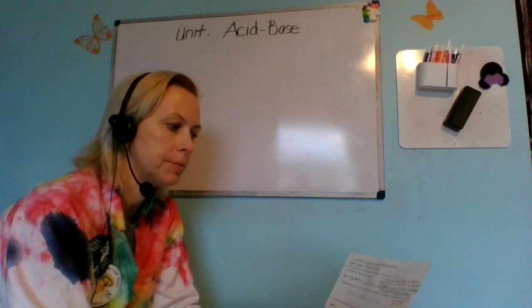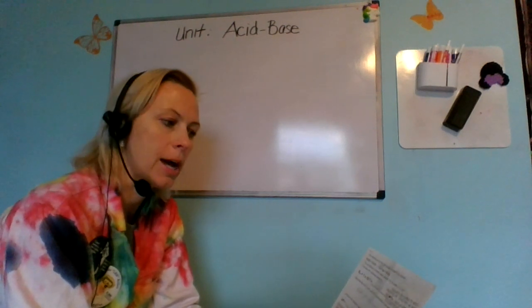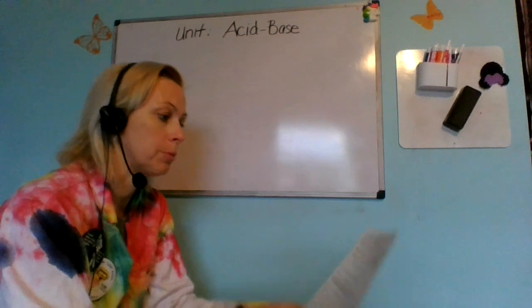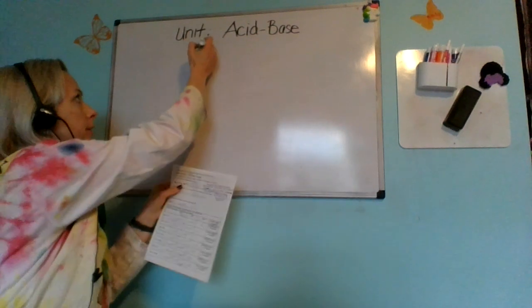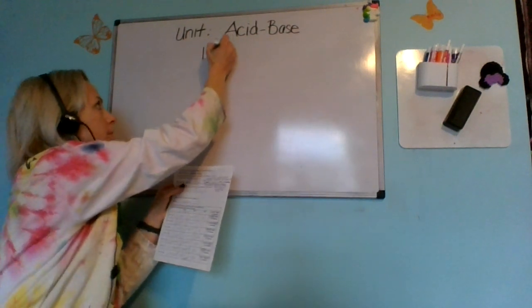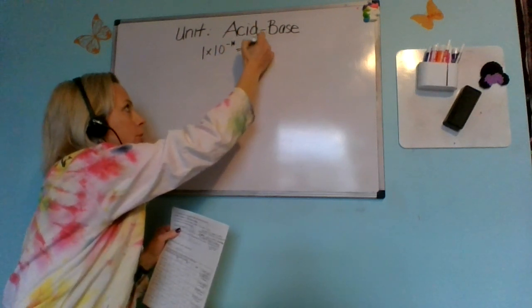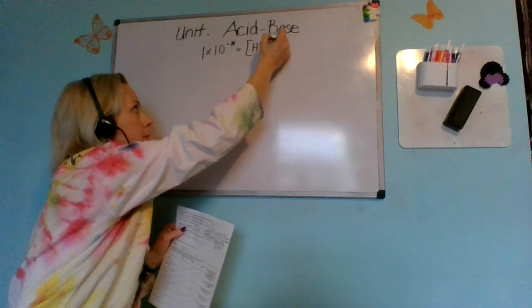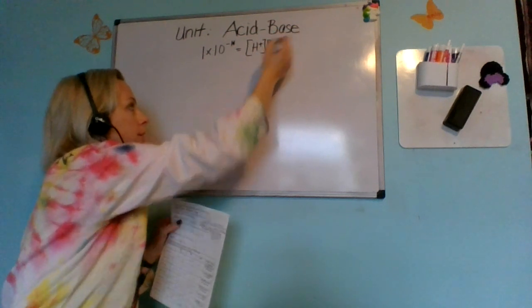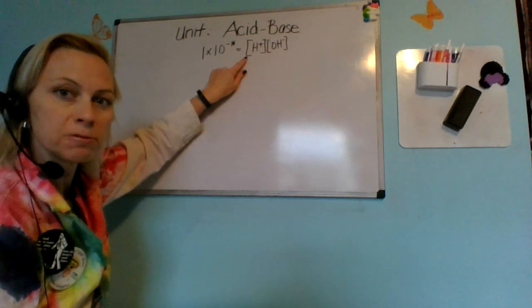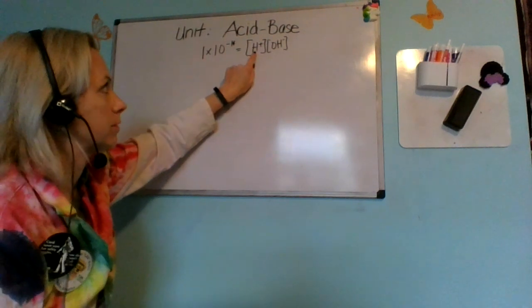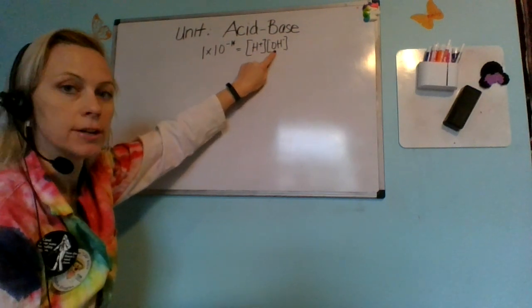So the first thing you need to see on top and fill out is the equilibrium constant for water, which is 1 times 10 to the negative 14th, equal to the hydrogen concentration times the hydroxide concentration. Remember that these brackets that I've placed here mean concentration. We've got hydrogen and hydroxide.